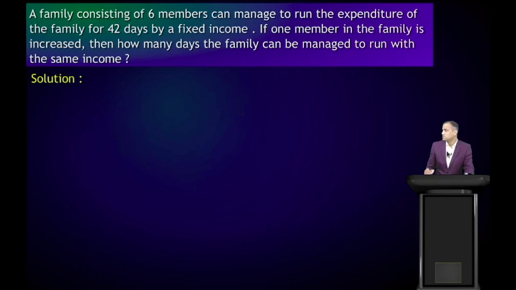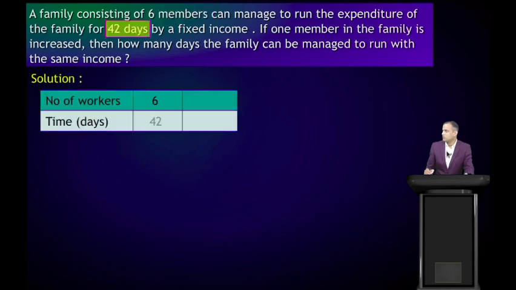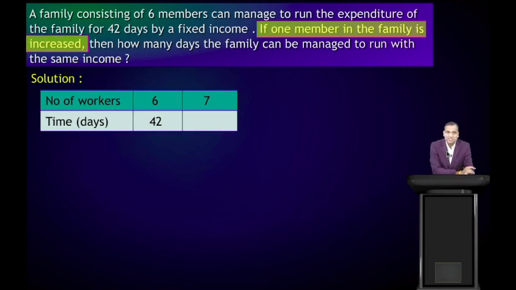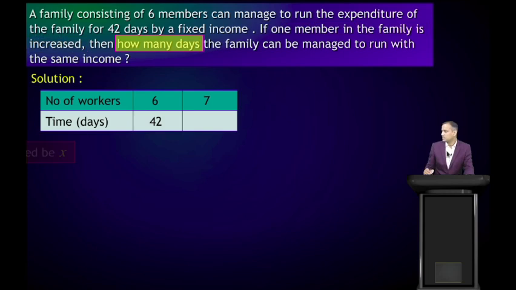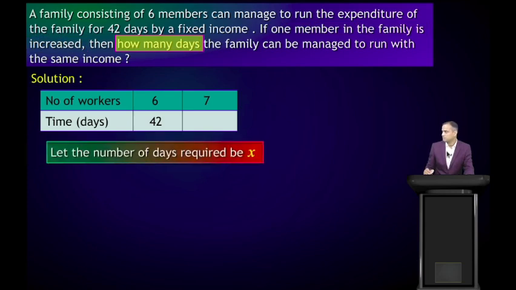So what is given to us? Number of workers and then time. So here how many members are there? 6, and time taken is 42. One member in the family is increased, so what will be the new number? Yes, it is 7 because one member increased, so now the new number is 7. In how many days? And it is x. Let the number of days required be x.